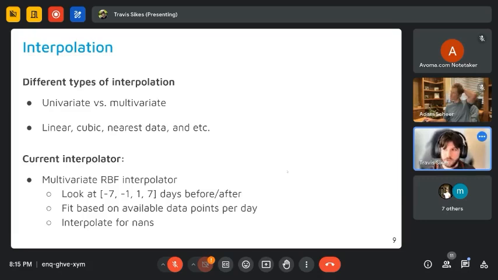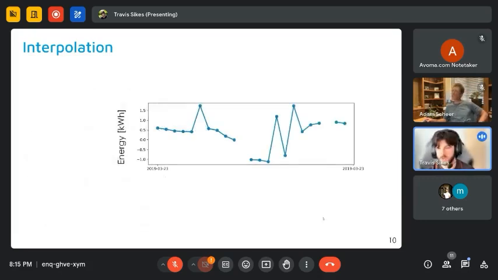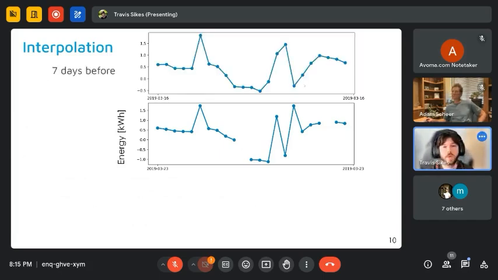Just to give you an idea of what I'm talking about, let's go back to my example where I am showing energy on the Y axis and the same 24-hour day. And we want to fit these points. In this example, I'm not going to show all of the points that we're looking at because it'd be a little bit too crowded. So I'm just going to focus on the ones that really matter. For energy, let's look at 7 days before. You can see similar features.